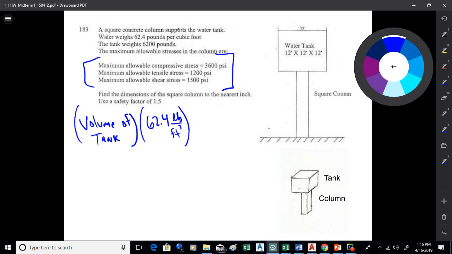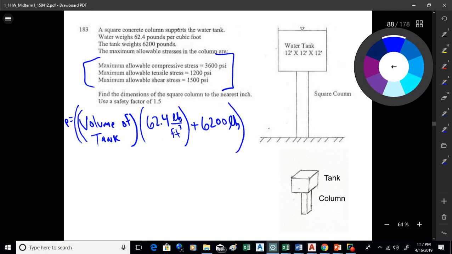Now that's how much the water weighs. Now the tank itself weighs 6,200, right? So we've got to add that in there. What I'm doing is coming up with the load. I'm coming up with what P is. So P is equal to this stuff.